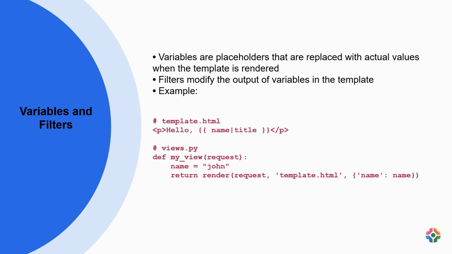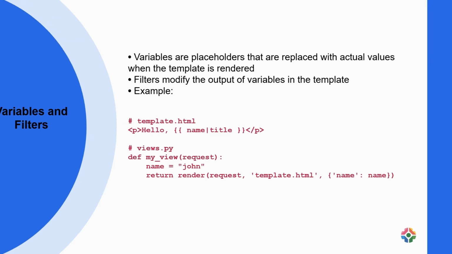For instance, in a Python web application, within the template.html file, a variable named name can be displayed with the title case using the title filter applied to it. In the corresponding views.py file, a context containing the value for name, e.g. John, is provided when rendering the template. This results in the displayed output of Hello John on the web page.